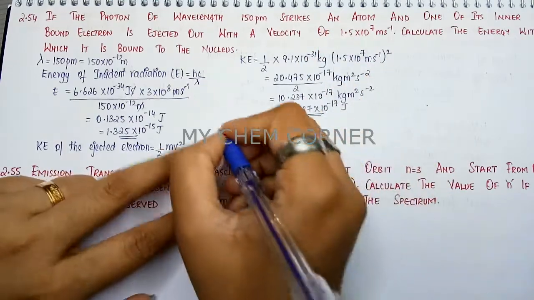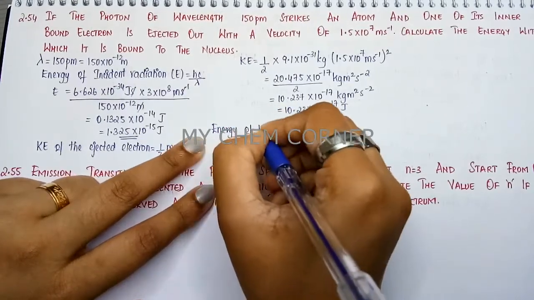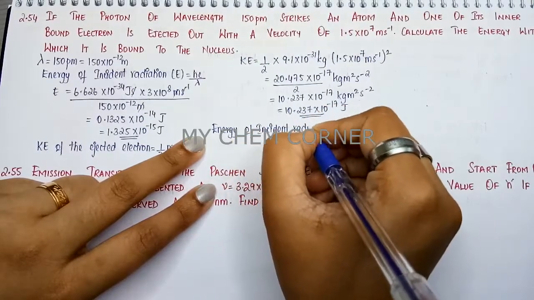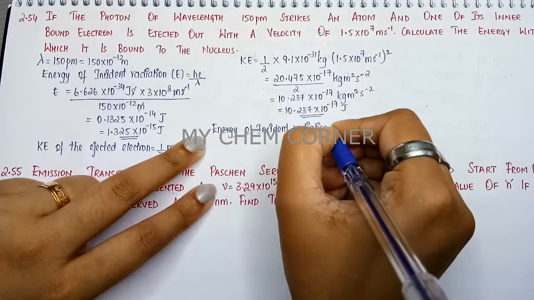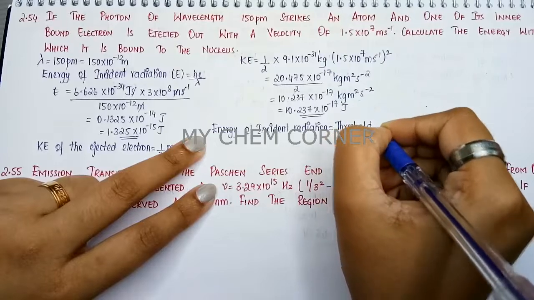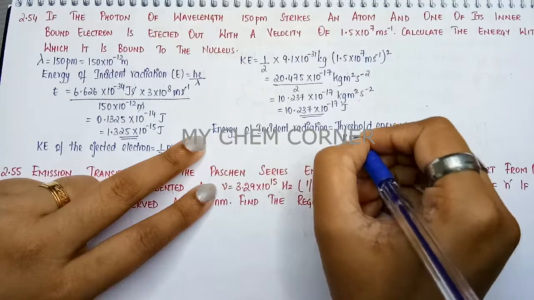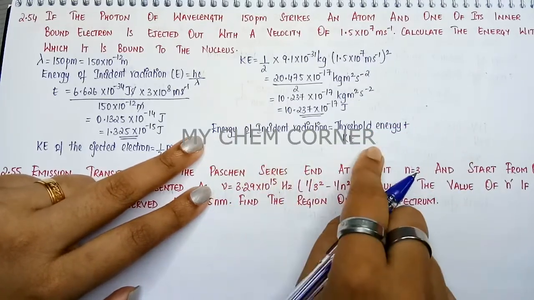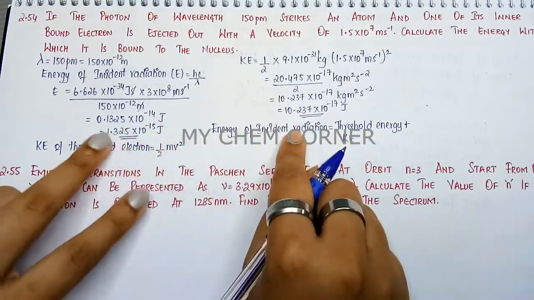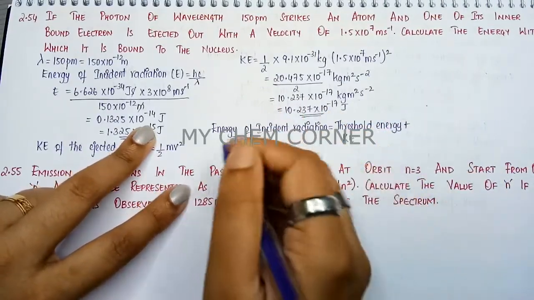What is that equation? You can write here: energy of incident radiation equals threshold energy plus kinetic energy. This is the equation. So in this, we know the kinetic energy, that's what we calculated. We know the energy of the incident radiation. We should find the threshold energy. Easy one, we just have to substitute the values.